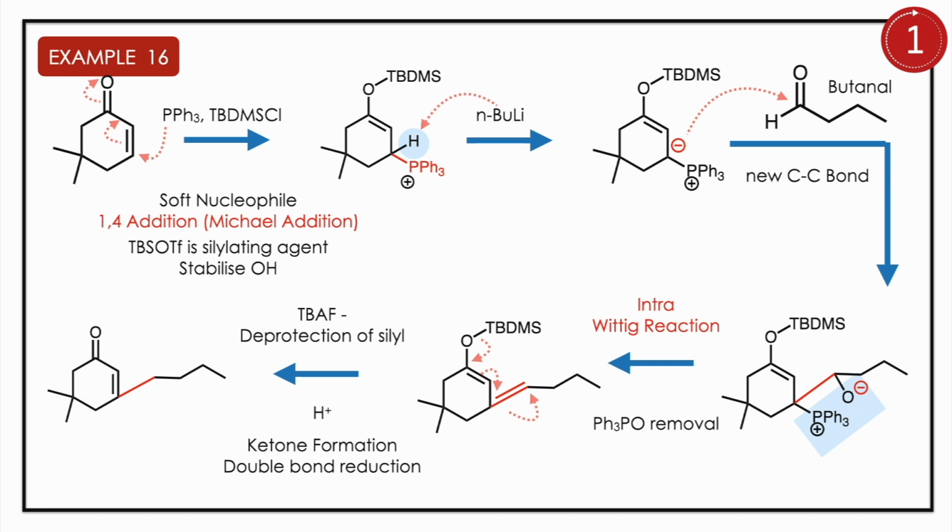The ylide formed attacks the carbonyl, forming a new C-C bond. Phosphine and oxide are in the same plane. It eliminates, and you have an alkene there. Then TBDMS eliminates, and you end up with a conjugated ketone. The concept you have to learn here is that phosphine is a soft nucleophile. It will undergo Michael addition reaction.